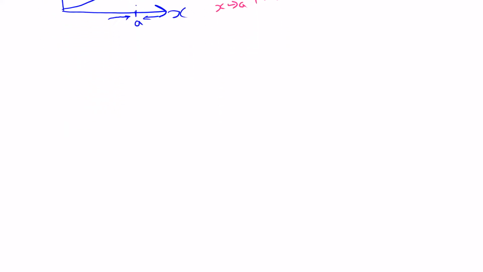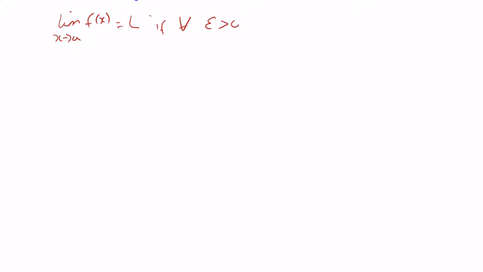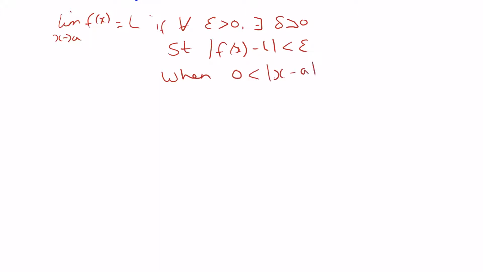So the formal definition of a limit says that for a function f of x, we have the limit of f of x as x tends to a equals L if for all epsilon greater than 0 there exists delta greater than 0 such that the absolute value of f of x minus L is less than epsilon whenever the absolute value of x minus a is greater than 0 and less than delta.